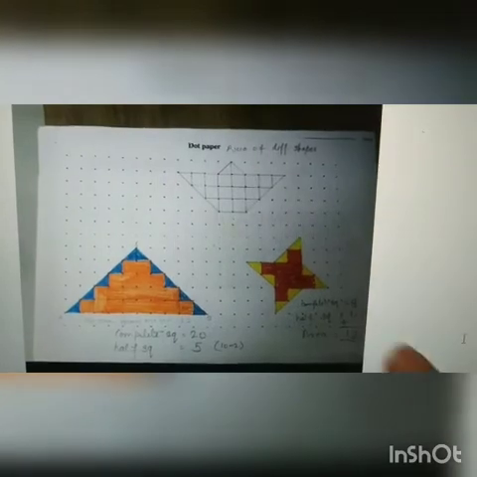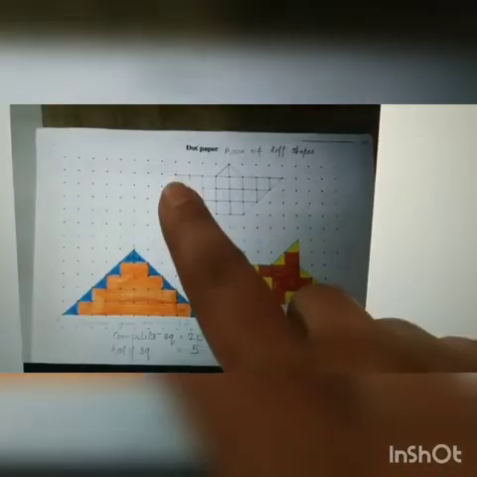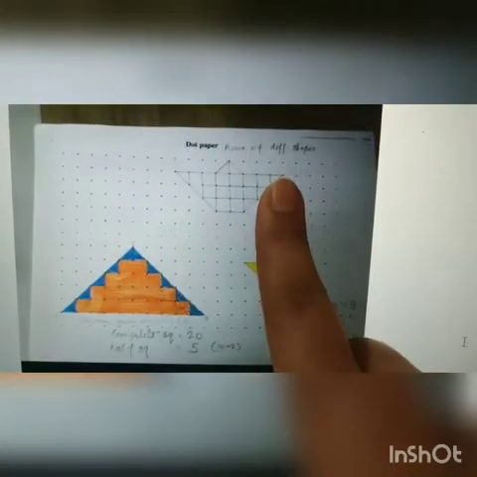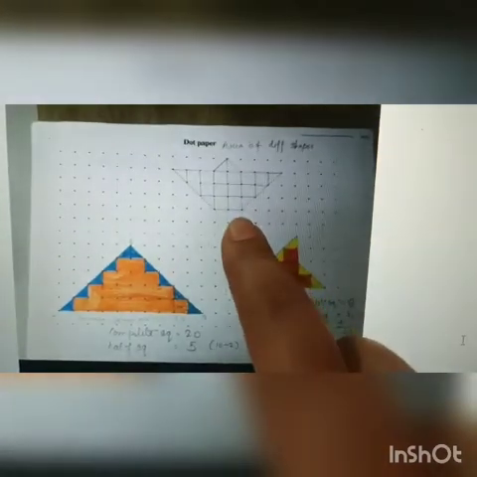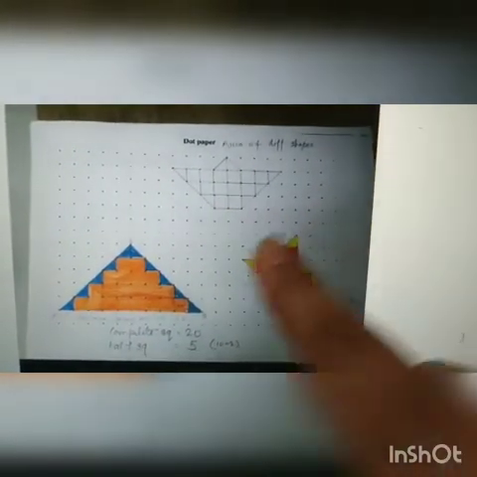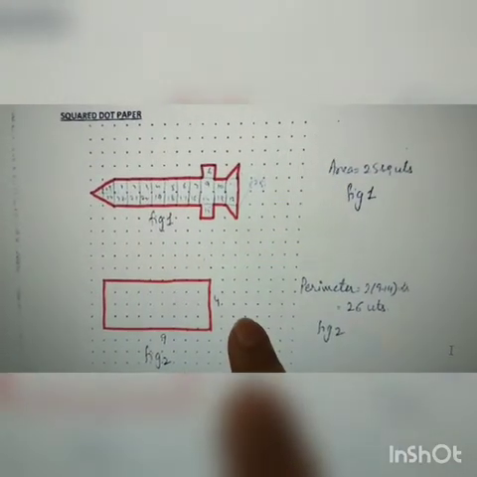You can use this dot paper to find the area of different shapes. First of all, draw the shapes and count the number of squares. Okay, how many complete squares are here and how many half squares are here. So like this you can find the area of different shapes. You can also find the perimeter of a given figure like this.